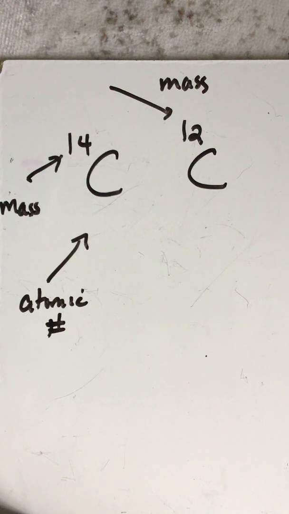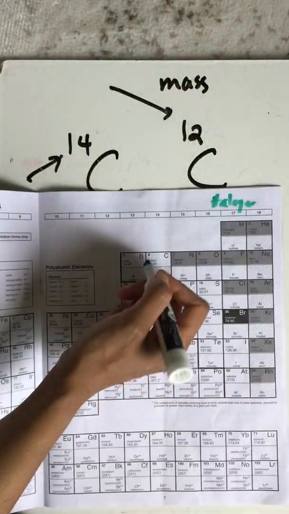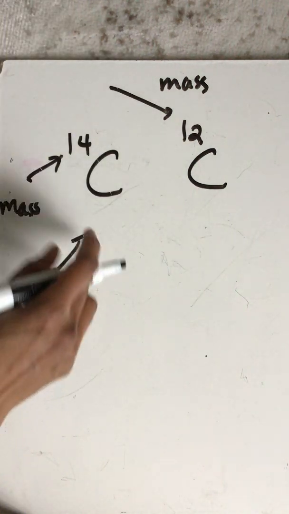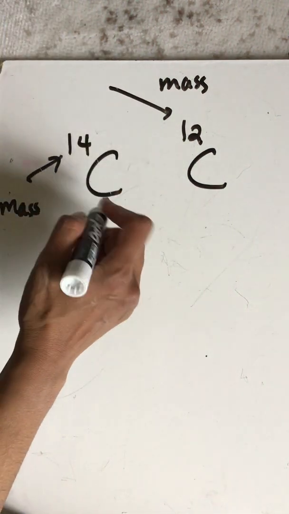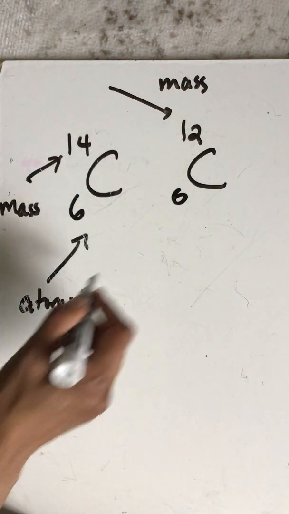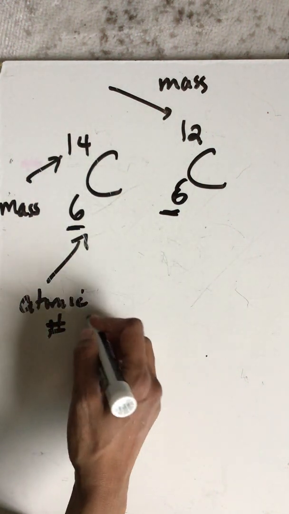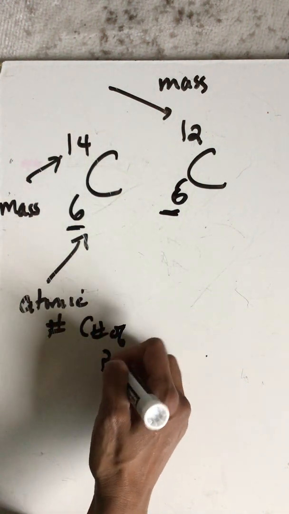the atomic number for carbon, you've got to take a look at your periodic table. So if I take a look at my periodic table, which is right here, I see carbon right there, and it has an atomic number of 6. Even though the mass is 14 here and 12 here, the atomic number stays the same. The number of protons always stays the same, okay? So it's 6 here, it's 6 here. Atomic number just means the number of protons.